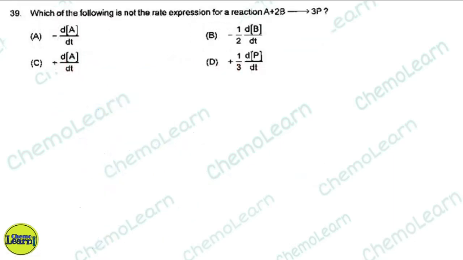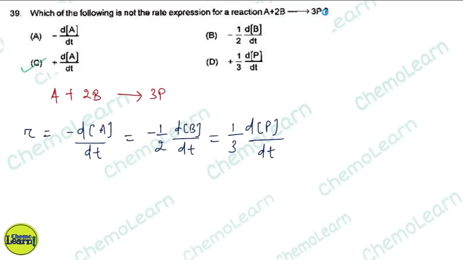Which of the following is not the rate expression for a reaction A plus 2B giving rise to 3P? Whenever you have to write the rate of reaction in terms of a reactant, you have to put a negative sign, because the concentration of the reactant decreases over time and the concentration of the product increases. That is why we don't put any negative sign for the product, we just assign a positive sign.